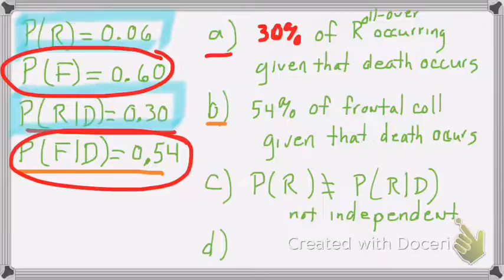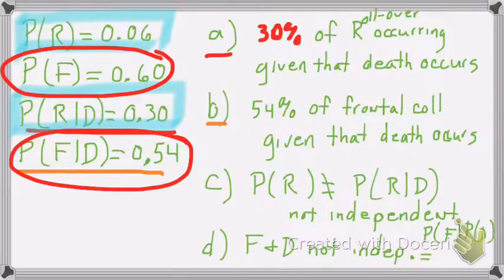So since F and D are not independent, that means you cannot just multiply the probability of F times the probability of D to get the probability they're asking for. So it's not going to be equal to the probability of F and D.